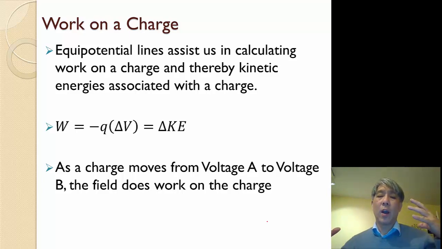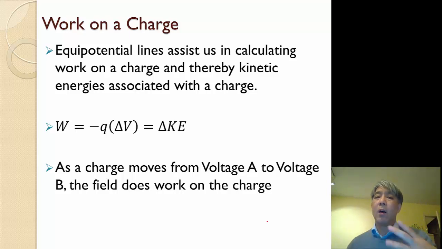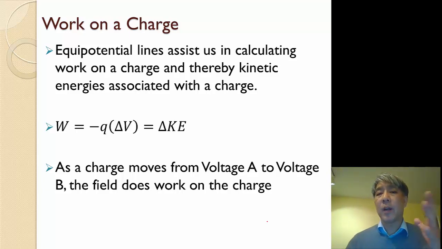And so I'm going to be able to calculate kinetic energies, and if I have masses, I can calculate velocities, all by seeing what voltage I started from and what voltage I ended at, and then multiplying it by q, the sign of my charge. And that's how we're going to be using equipotential lines, and we're going to do a bunch of problems associated with that. Thank you.